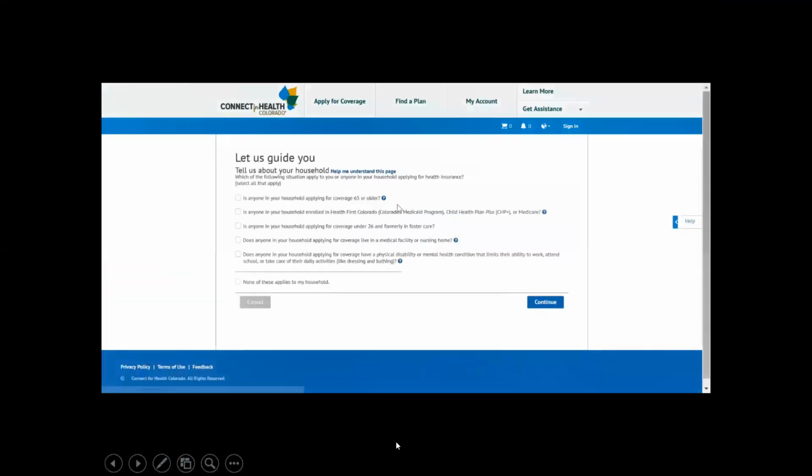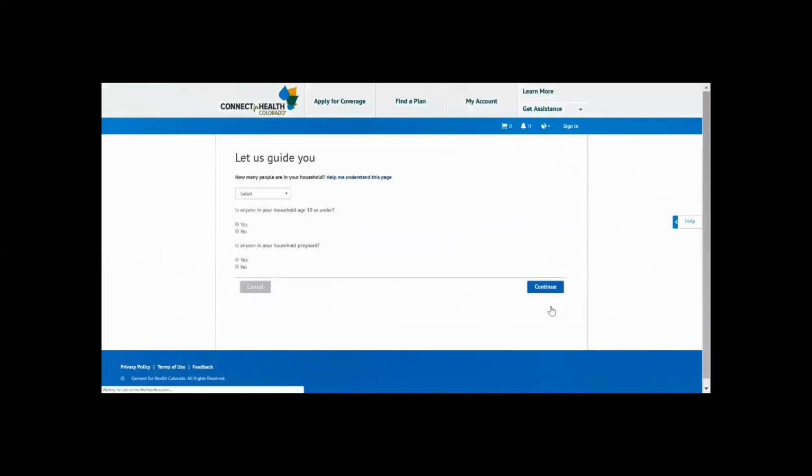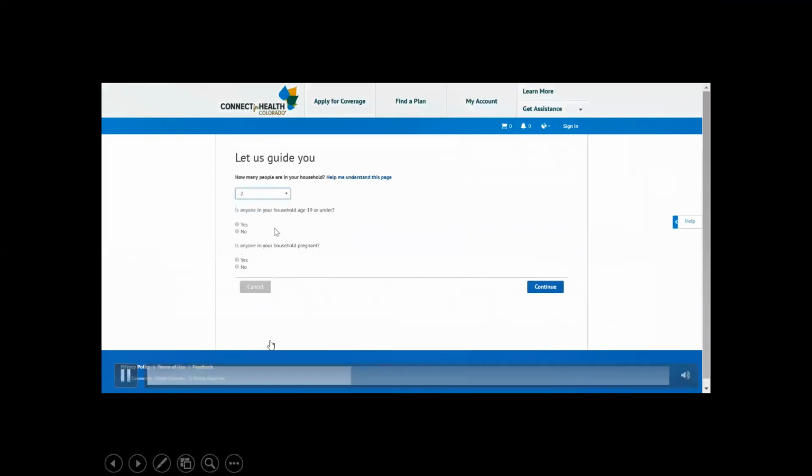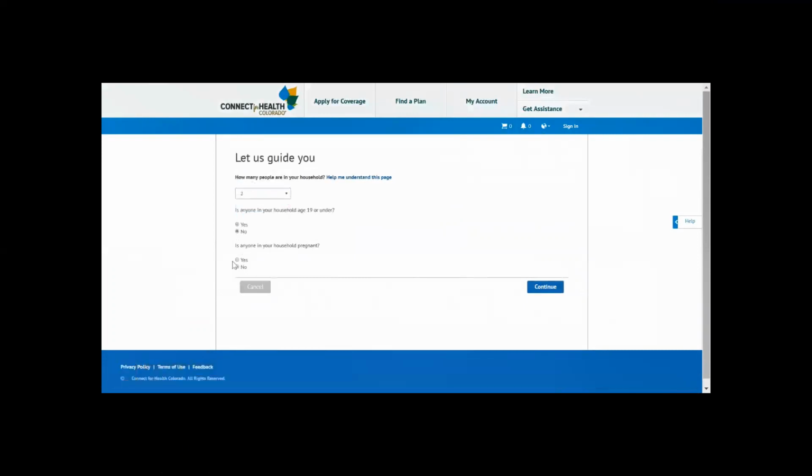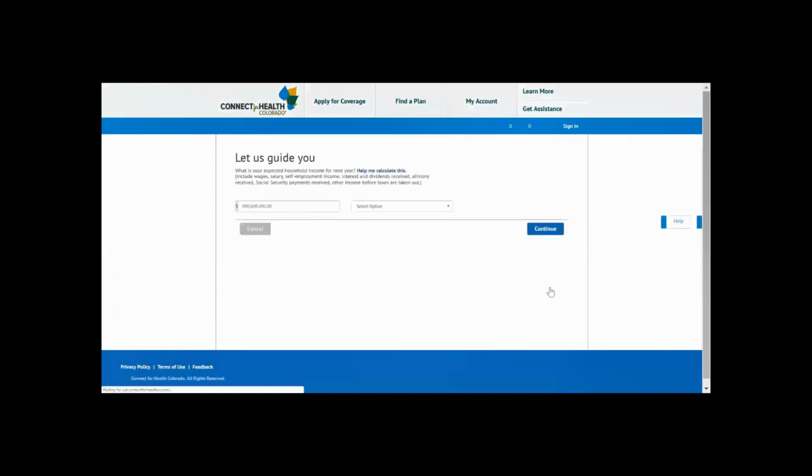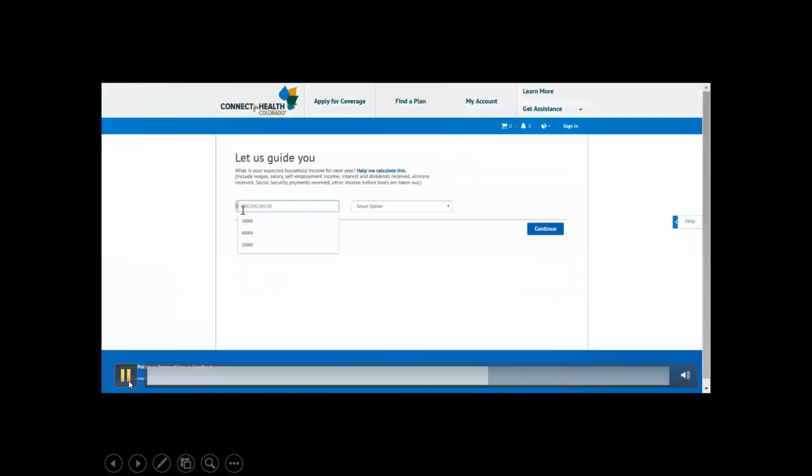So by clicking on Help Me Understand What I Qualify For, the individual is first presented with these questions to see if they qualify for any non-MAGI Medicaid programs for individuals who are over 65 or with a disability. Here on this screen, we are entering basic information related to household composition, followed by entering the income information for this particular individual.